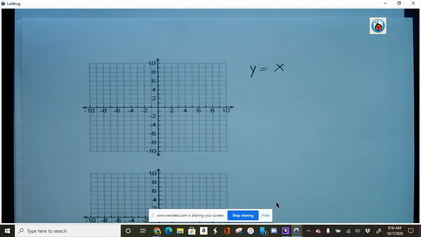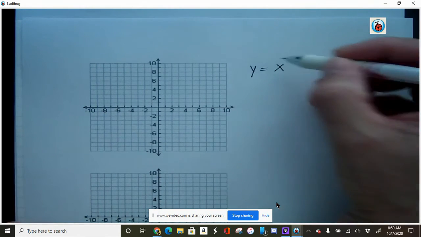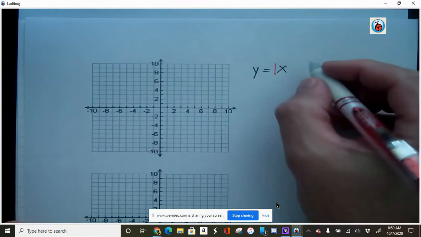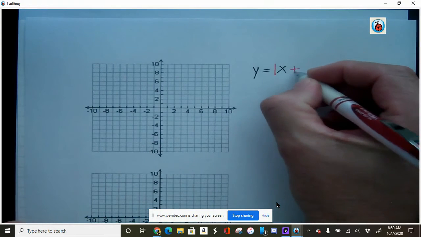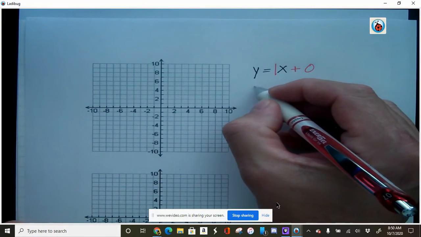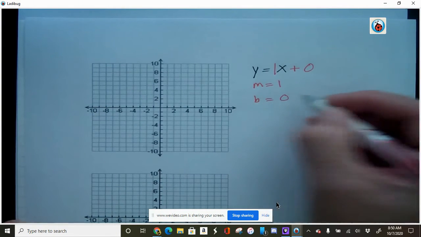And one thing I have to do before I start graphing is analyze that equation. I'm going to look at it in a different way. I know that the coefficient of x is a 1 because if there's no number written there, it's automatically assumed to be a 1. And I can put a plus 0 out here at the end. So what does this tell me? It tells me my slope is 1 and my y-intercept is 0.